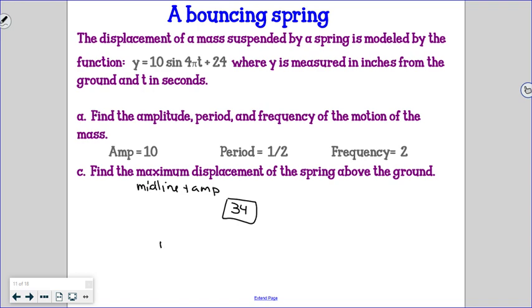If they had asked us for our minimum, it would be the other way around, right? Our midline minus our amplitude.